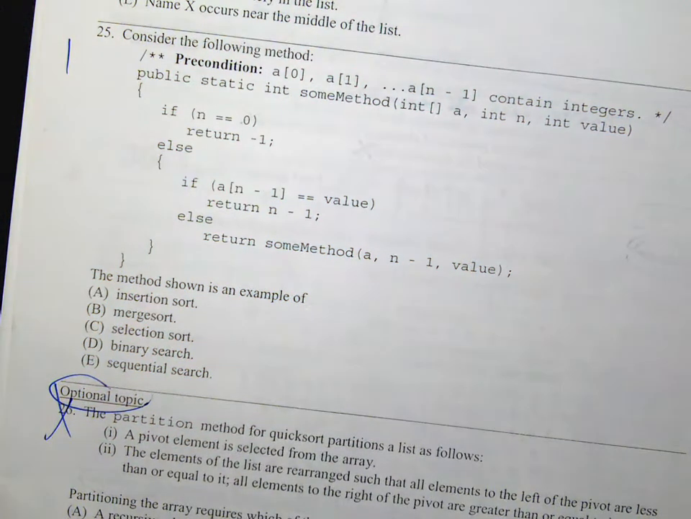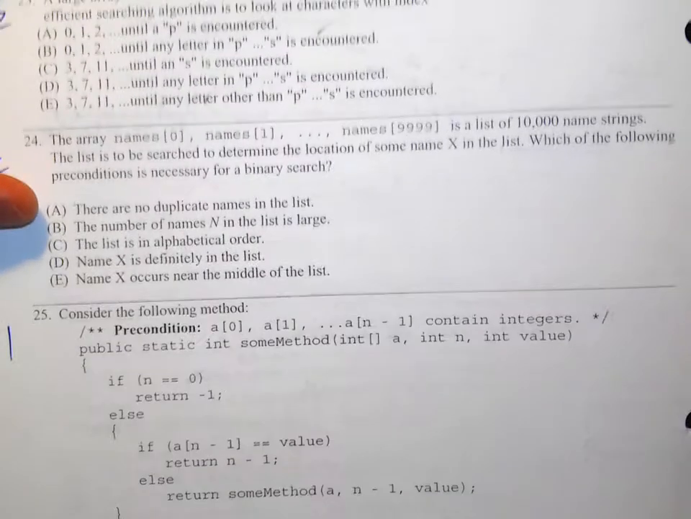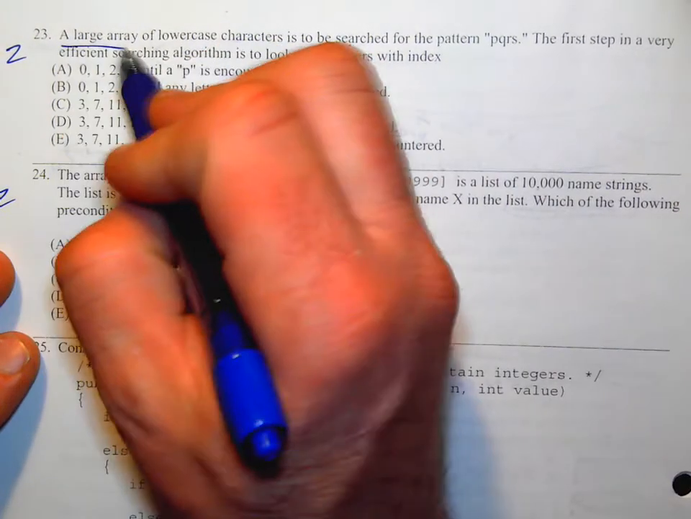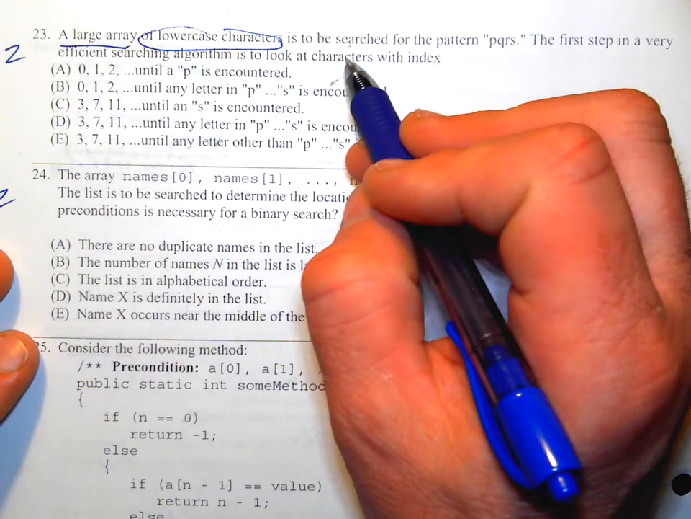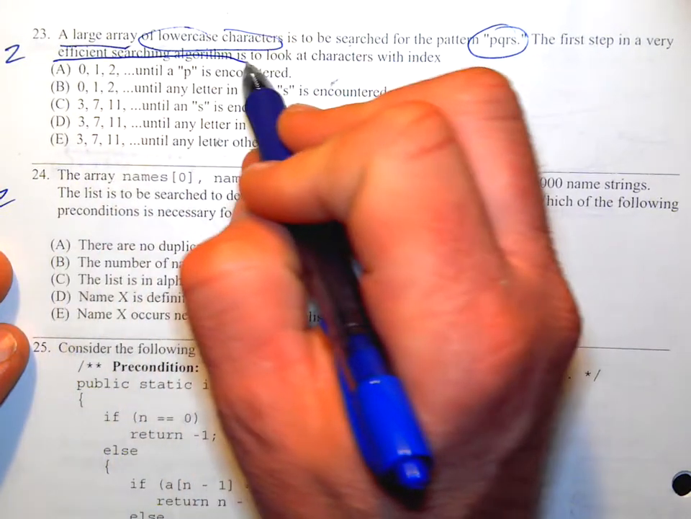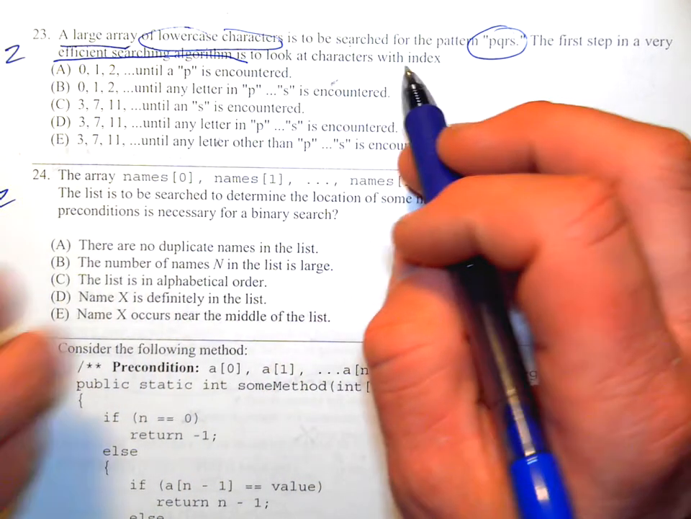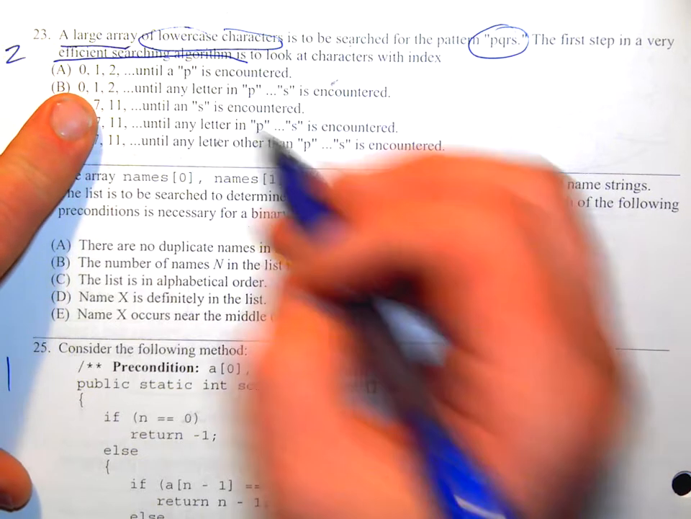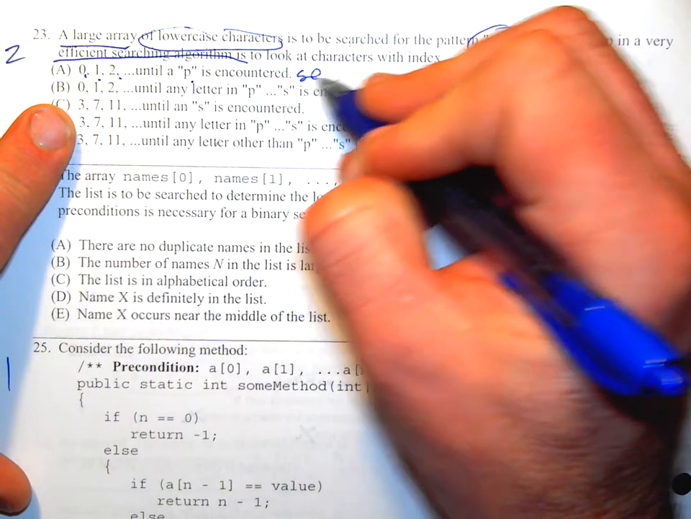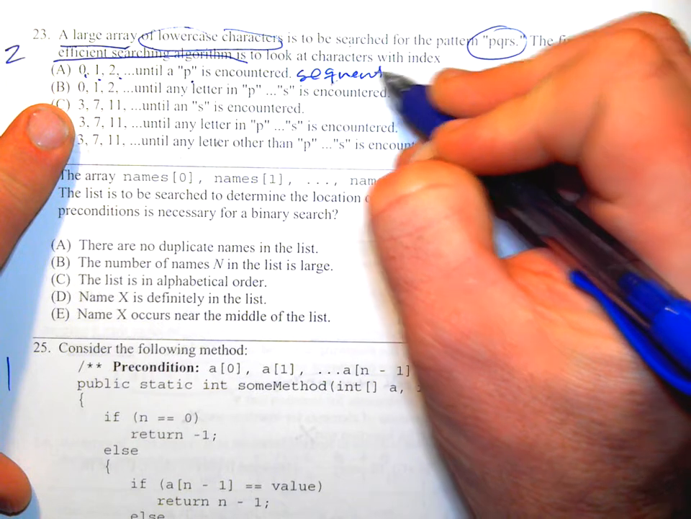Let's see. 23. A large array of lowercase characters is searched for PQRS. The first step in a very efficient searching algorithm is to look for characters with this. So they're saying which one of these is efficient. This one says look at each spot for P. That's pretty much sequential. That's not very efficient. That's pretty much the least efficient.